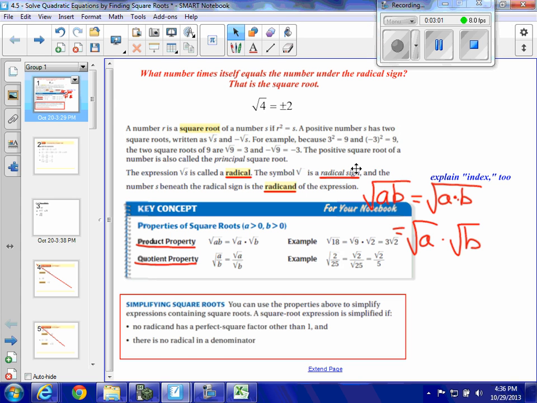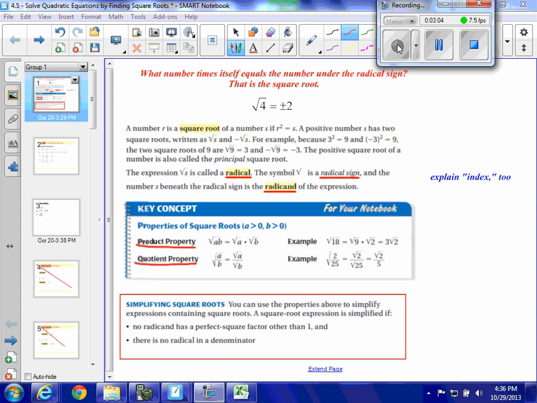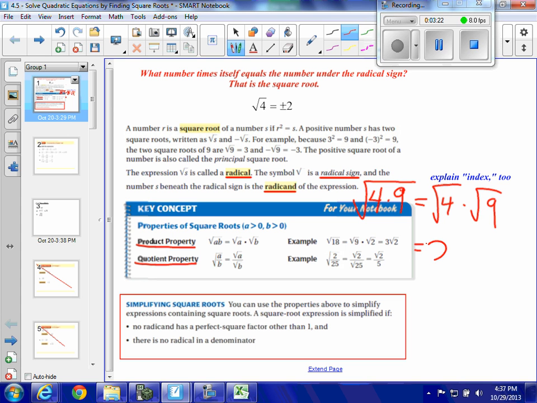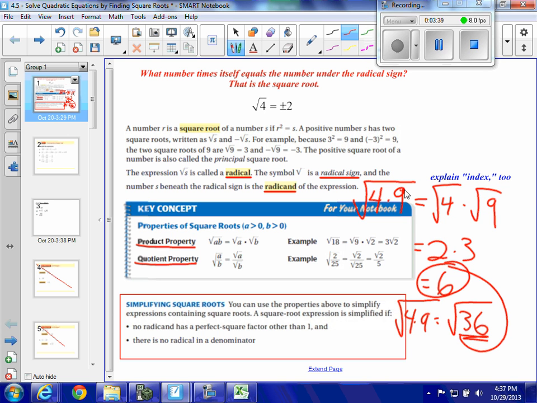Let's do a quick example of that. A straightforward example would be radical 4 times 9, which is equal to radical 4 times radical 9, which is equal to 2 times 3, which is equal to 6. We could have seen that by doing radical 4 times 9 equals radical 36, and we know that the square root of 36 is, in fact, 6. It's just a very straightforward example of what we're doing.